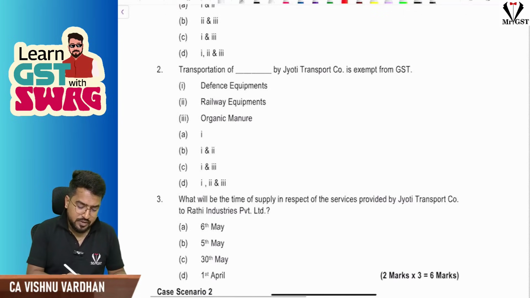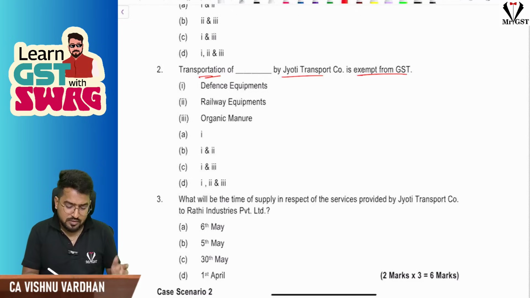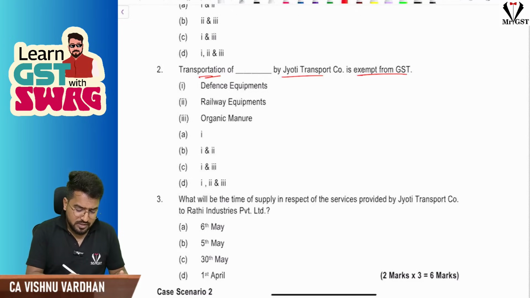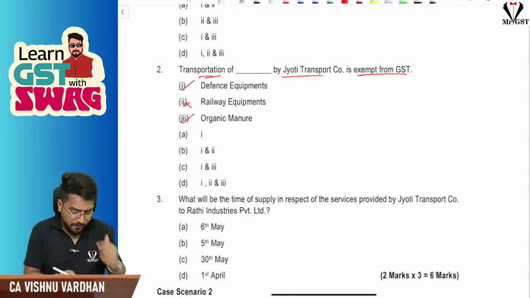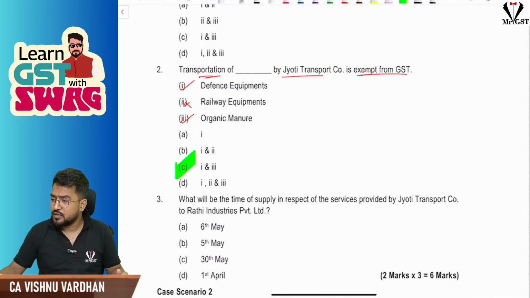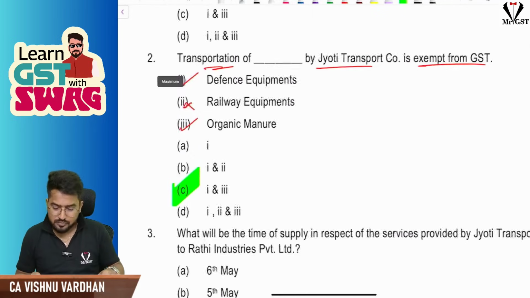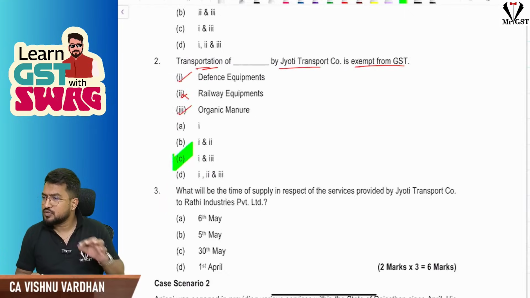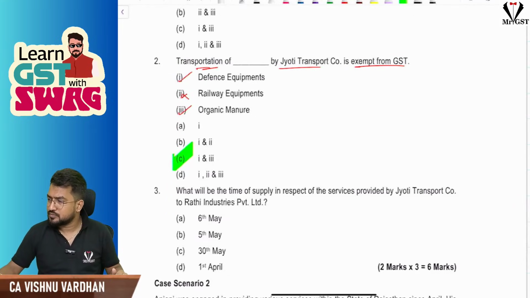Okay. Transportation of Dash by Jyoti Transport Company is exempt from GST. GTA transporting the defense equipment, organic manure, railway equipment, no, it is not exempt. So 1 and 3. See, even without reading the case study, you can tell the answer here. So option C. So defense equipment and organic manure are exempt under GST if you are transporting them. Hope it is clear.